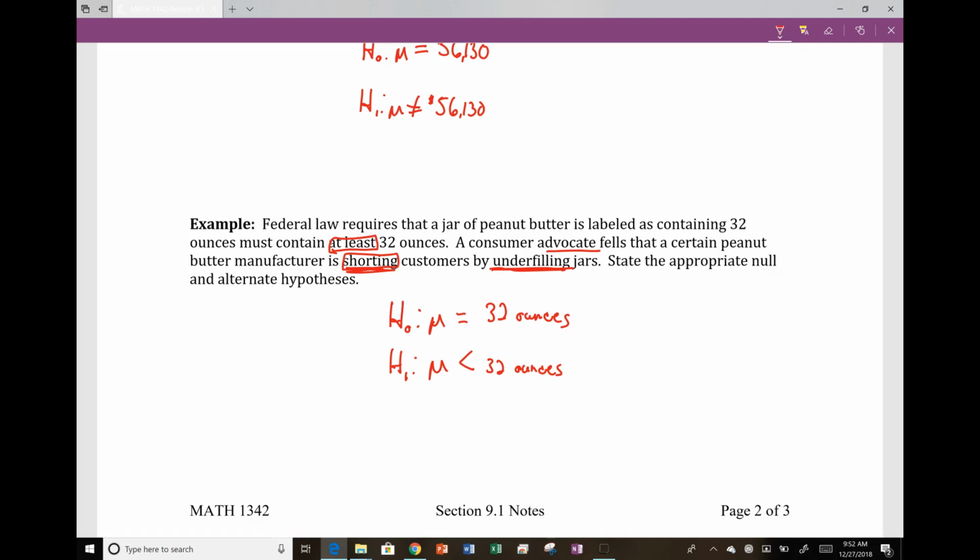So you have to look at it as, when is it going to be upsetting to the customer, to the manufacturer, and things of that nature. So I'd like for you to practice setting up the hypotheses, and then let me know if you have any questions.